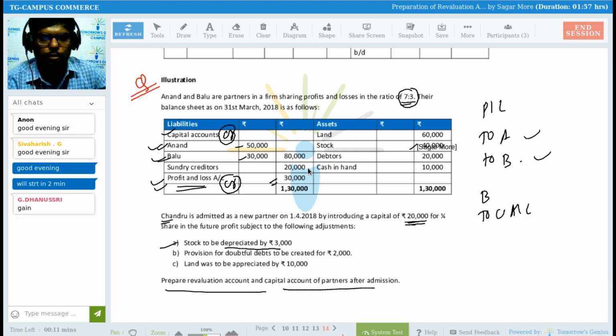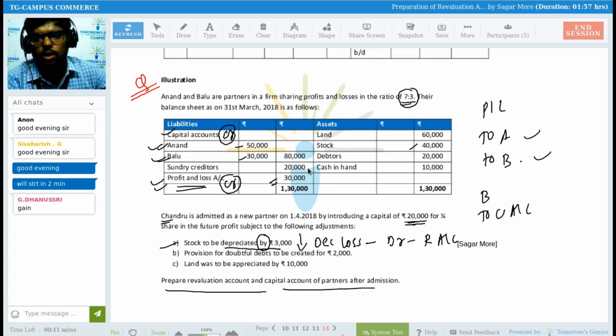Then stock is to be depreciated by 3,000. The previous value of stock was 40,000. Now the value has decreased by 3,000. It means the value of the asset decreased by rupees 3,000. Whenever the value of an asset decreases, it's a loss for you, and a loss you have to debit to the revaluation account. So the entry will be revaluation account debit to stock account, amount 3,000 rupees.